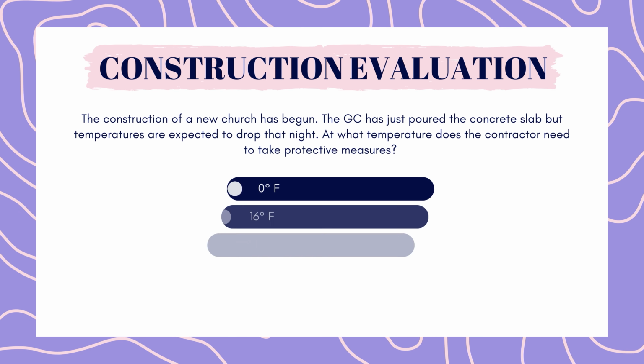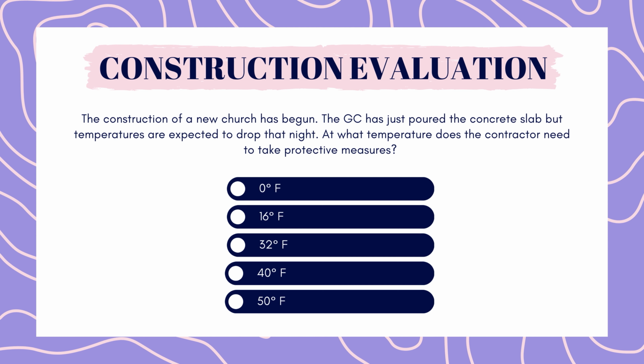The construction of a new church has begun. The GC has just poured the concrete slab, but temperatures are expected to drop that night. At what temperature does the contractor need to take protective measures? 0 degrees Fahrenheit, 16, 32, 40, or 50? Pause to answer.